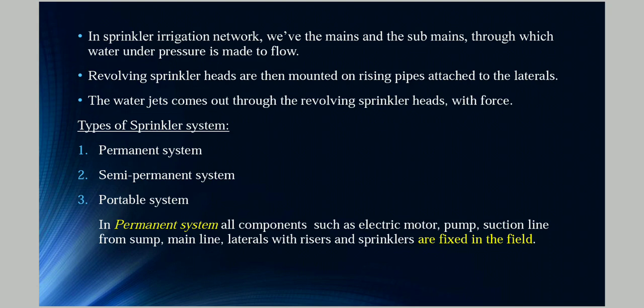Then we can see the types of sprinkler system. There are three types of sprinkler system. One is the permanent system, another is the semi-permanent system, and the next one is the portable system. In the permanent system, all the components such as electric motor, pump, suction line, main line, laterals, risers, and sprinklers are in a fixed position in the field.